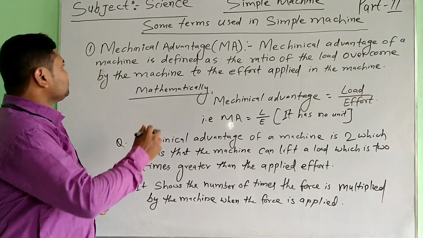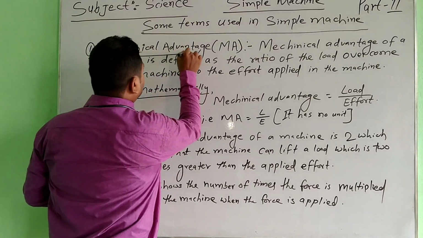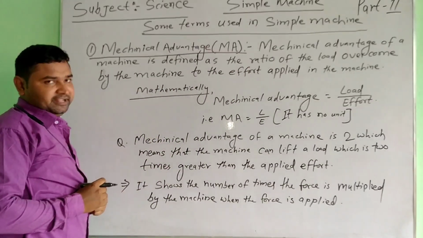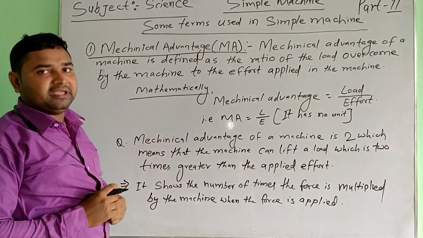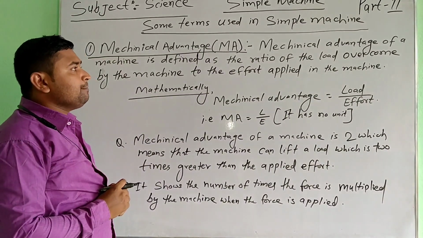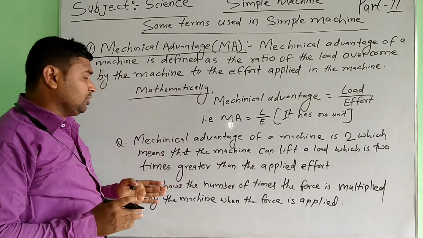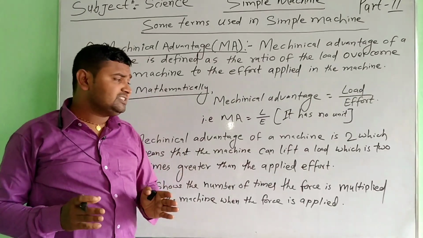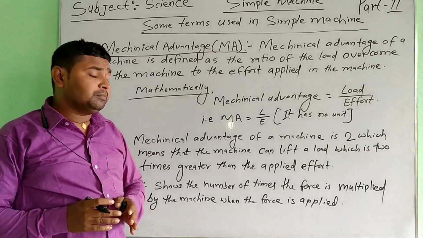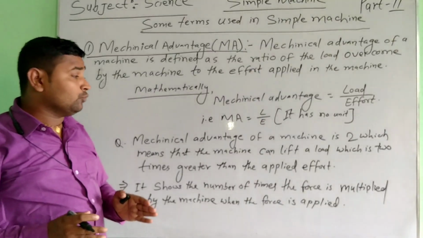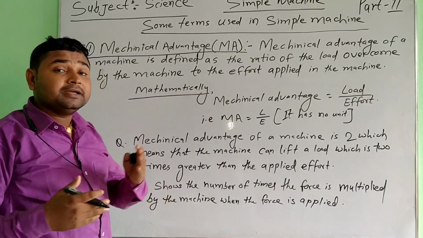What is that? The first one is MA. What is MA? Mechanical advantage. Mechanical advantage means the number of times the force applied is multiplied by the machine.